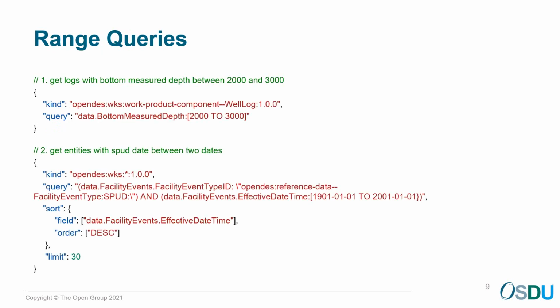You can search for field values within a range, and you may specify a range for date, numeric, or string data types. Use a square bracket for an included boundary and a curly bracket for an excluded one. In the first example, we search for well logs between 2,000 and 3,000 meters deep. And the next query will return entities spawned in the 20th century.